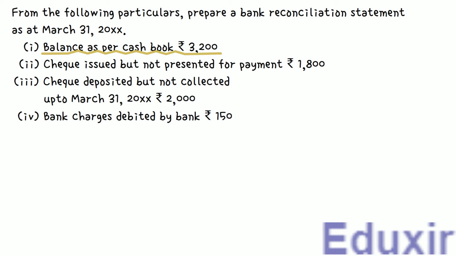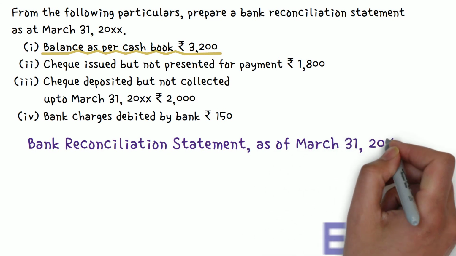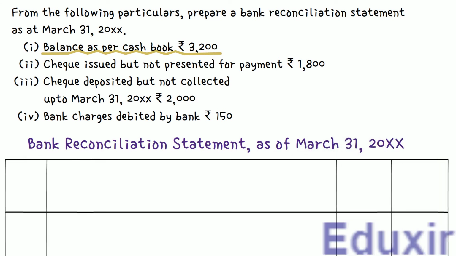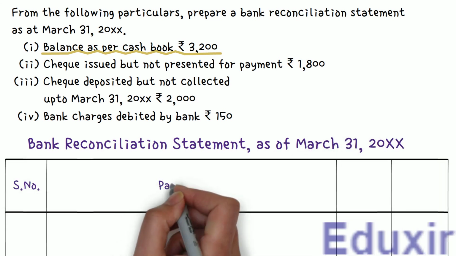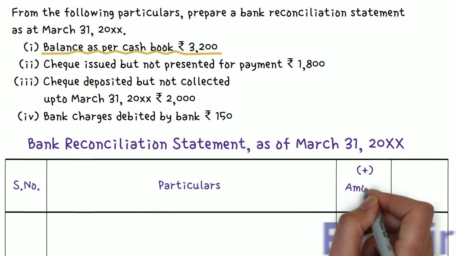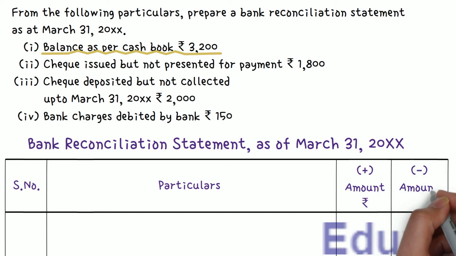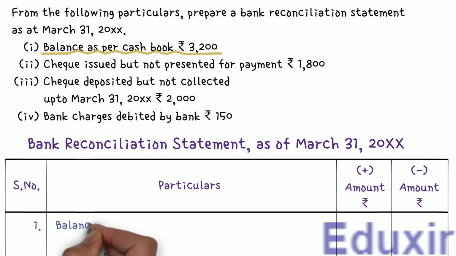Let us first write the title as Bank Reconciliation Statement as of March 31st, 2000 plus. Let us have individual columns for serial number, particulars, amount that should be added, and the amount that should be deducted. Let's first write the particulars number as 1. Let us then write the particulars as balance as per cash book.